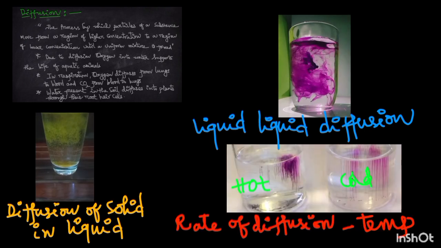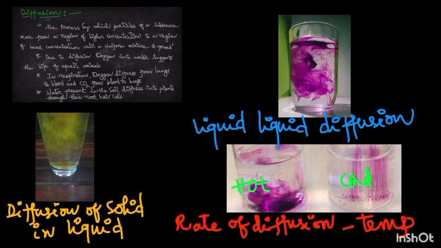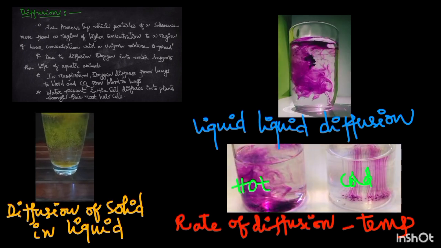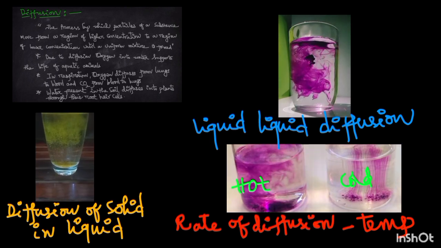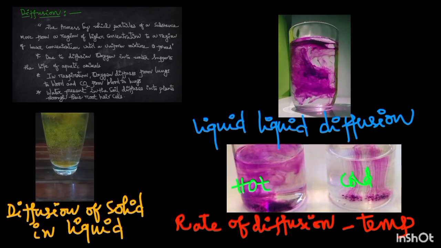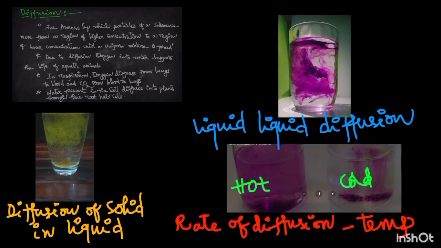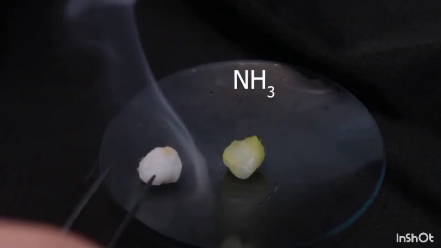This gives the information of dependence of rate of diffusion on temperature. The left side tumbler is with hot water and the right side with cold water. You can see that the diffusion is more in the left side tumbler, means if the temperature is increased, then the rate of diffusion will be increased.